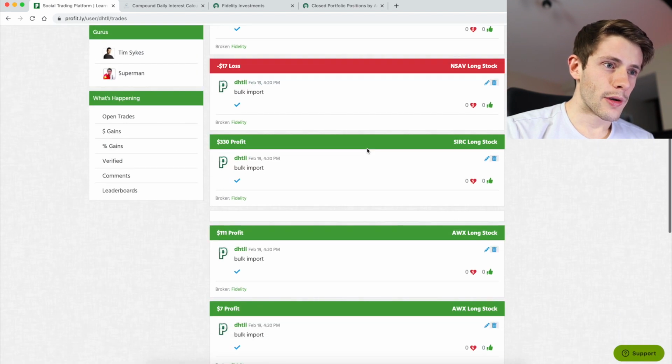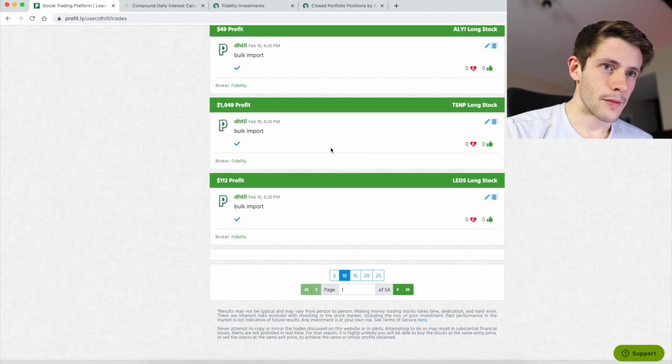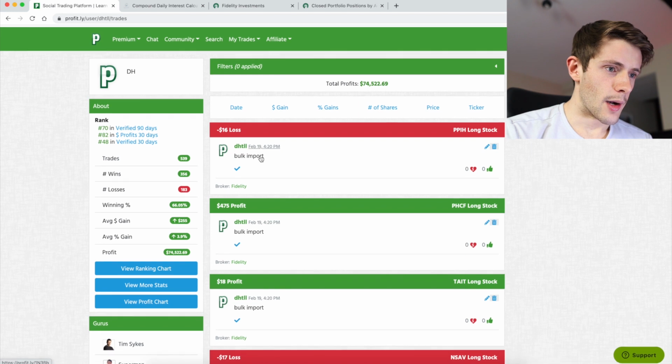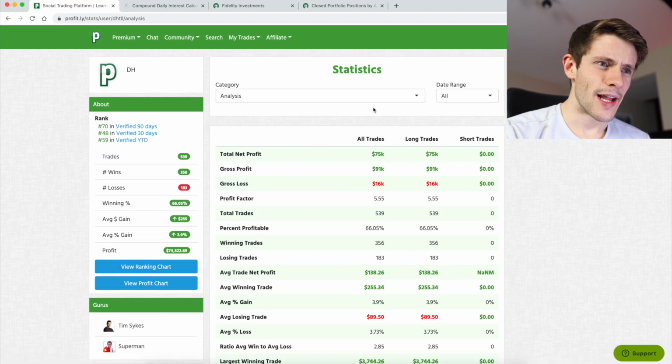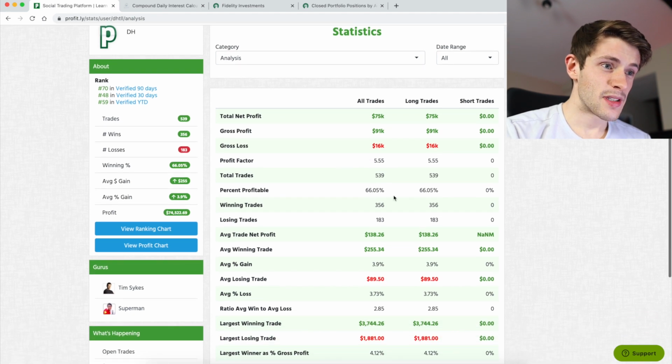I import these all, bulk import. So you can see all the stocks that I'm trading. But if I actually go here, see some more stats, it's pretty cool. So I can see a lot of analysis here.